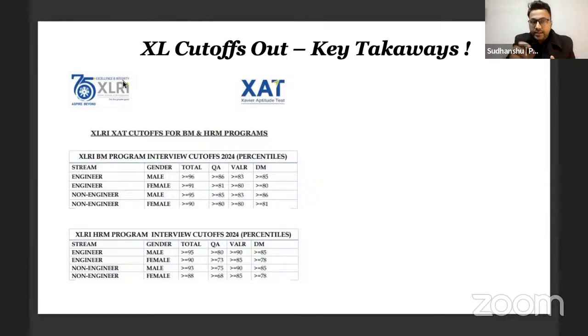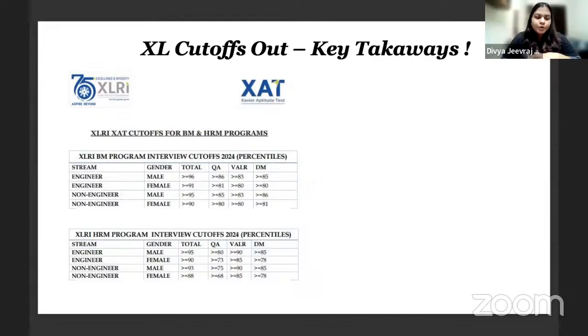Perfect. So, Divya, what we'll do is primarily this is how the cutoffs are looking like. तो for example, जैसे अगर XLRI BM interview के अंदर देखें तो engineer मेल फीमेल 96 और 91 ओवरऑल दिख रहा है with respective cutoffs in QA, VLR, and DM, and similarly for non-engineers, and then again for HRM, this is how it looks like. Now, my question to you is, how should we interpret it as an aspirant, as a student? How should I interpret? And wanted your views on that, Divya.